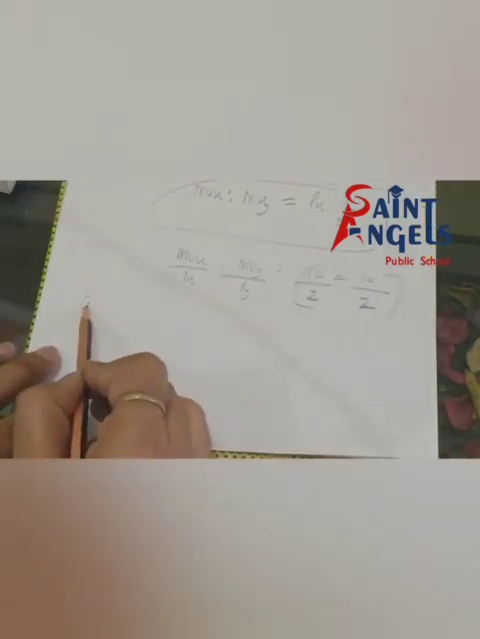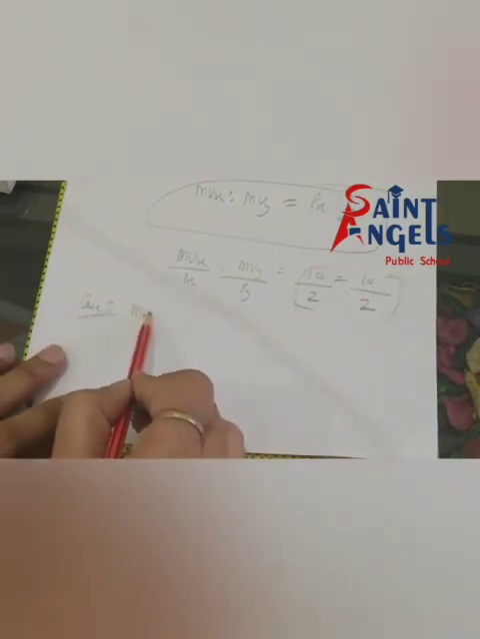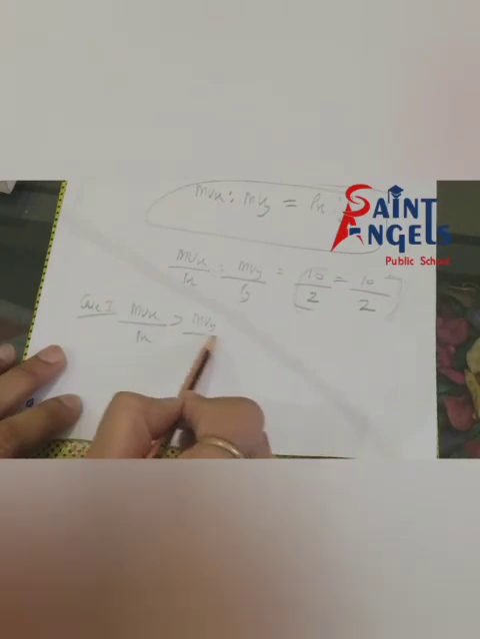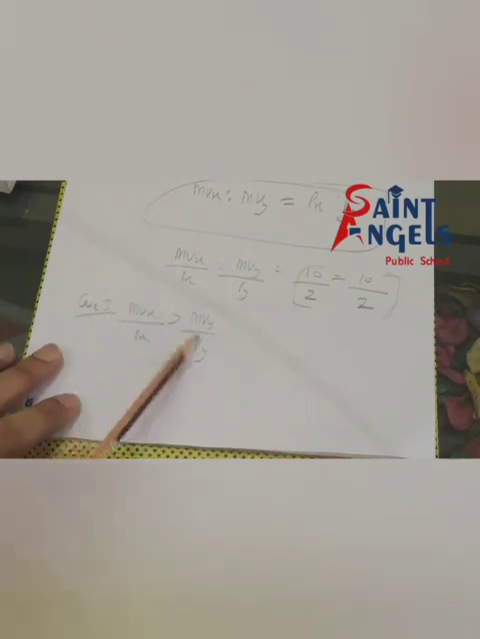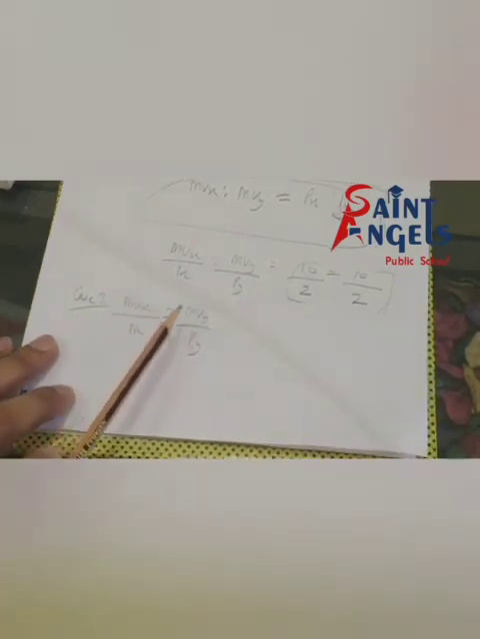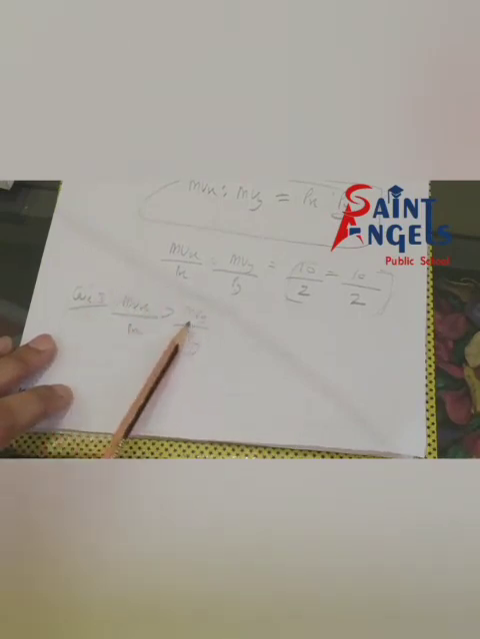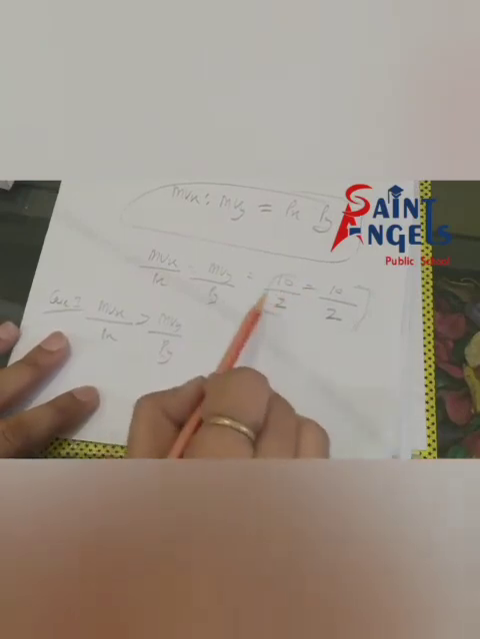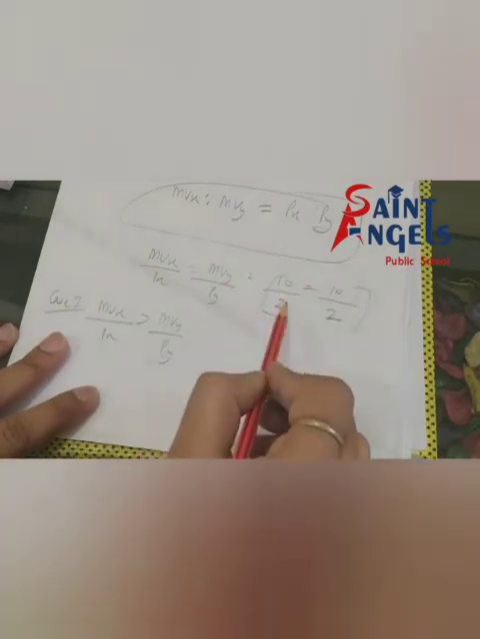But see, case 1: MU x upon Px greater than MU y upon Py. In which situation will this exception case arise? See here, suppose the price of x decreases from 2 to 1.